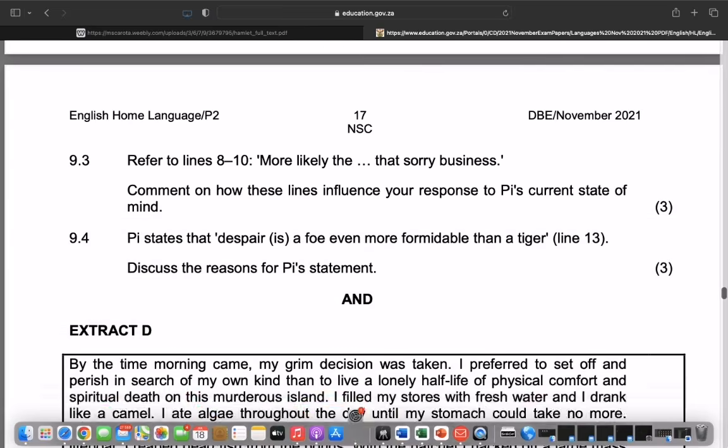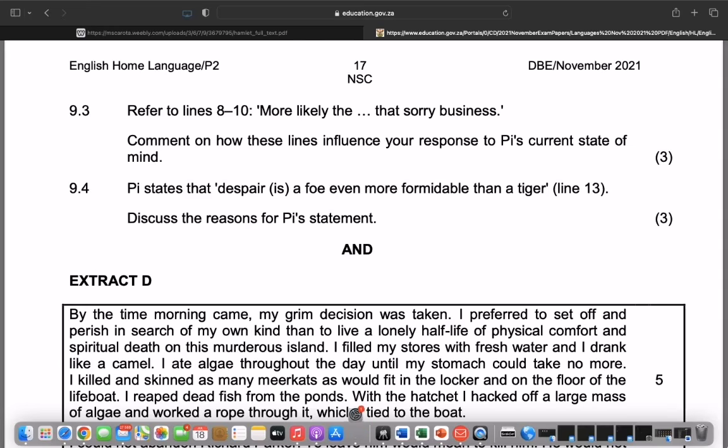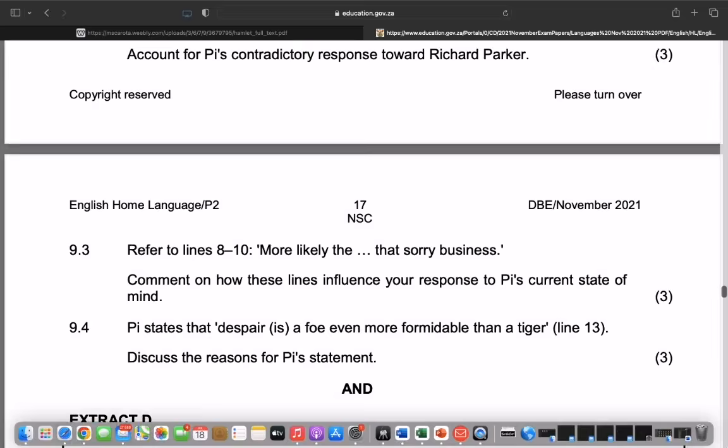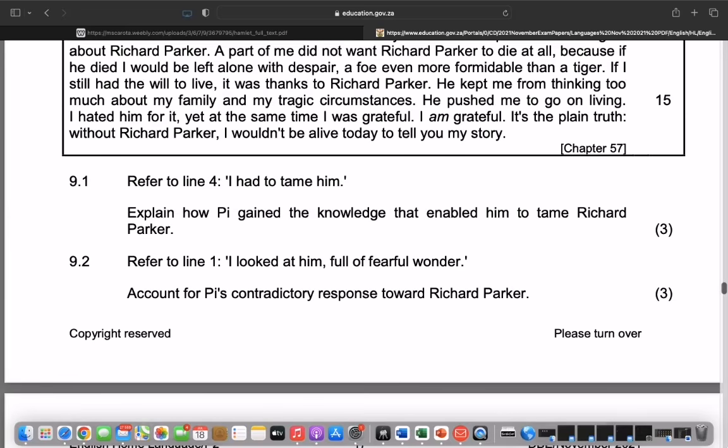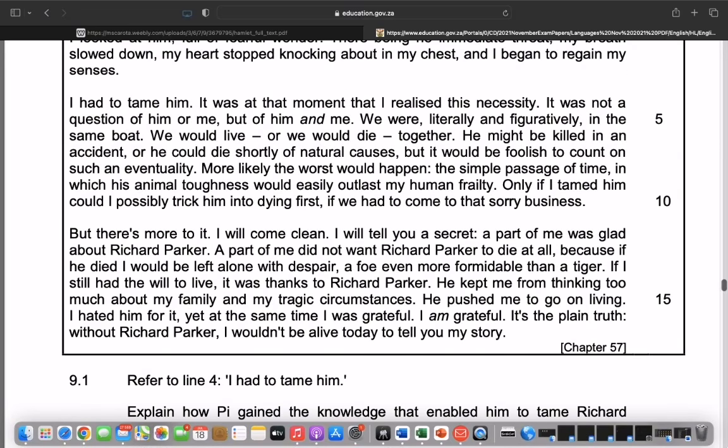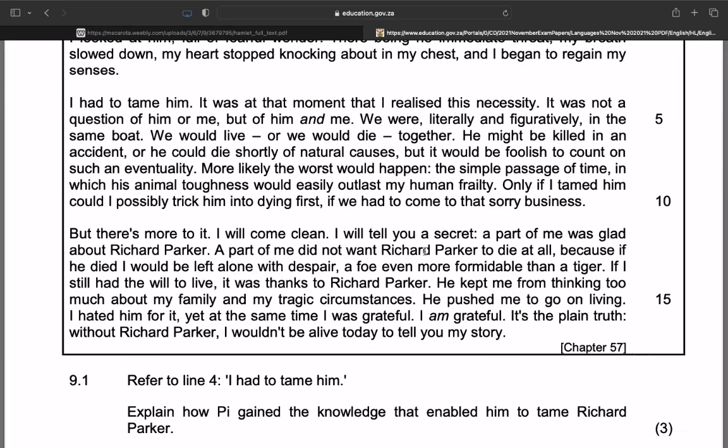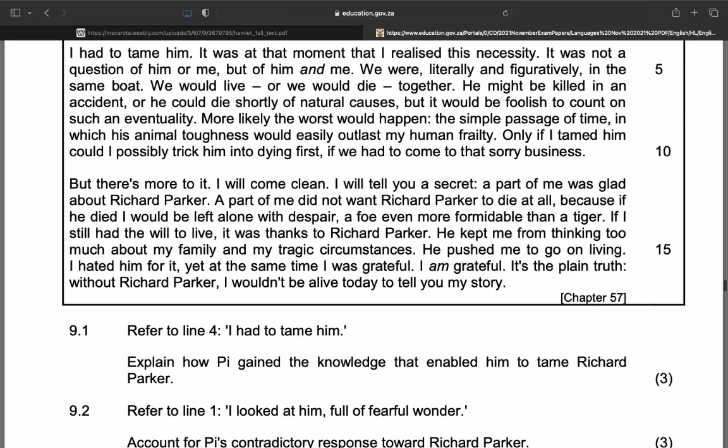9.3. Refer to lines 8 to 10. So you have, obviously, you have to go to lines 8 to 10 on top. So that's 5. More likely the worst could happen. The simple passage of time in which his animal toughness would easily outlast my human fragility.